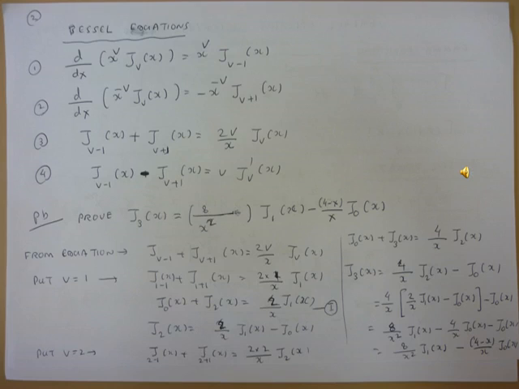Now, 4 divided by h times 2 by h J1 minus J0, minus J0. Now this is 8 by h squared J1 minus 4 by h J0 minus J0. So J3 is 8 by h squared J1 minus 4 minus h divided by h J0, and also J3 is obtained.